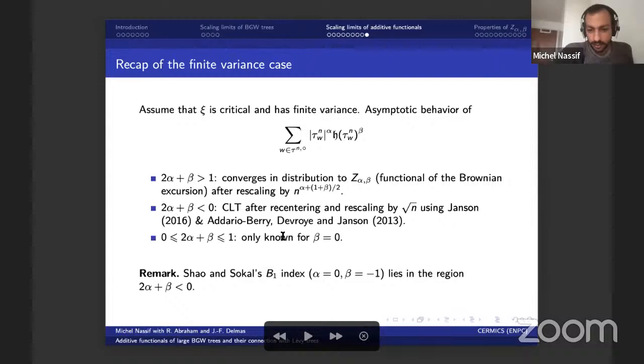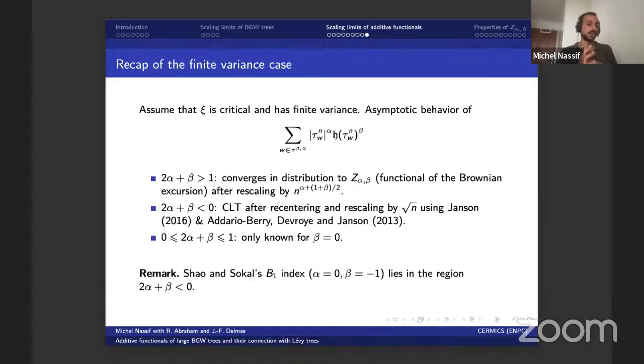What Phil and Janssen showed in this case is that after recentering, you have a convergence with the same speed, with the same normalizing factor, but the limit is not explicitly expressed in terms of the Brownian excursion. So the connection with the Brownian excursion is not clear yet. This is an open question: is there an explicit expression in terms of the Brownian excursion? It's not clear.